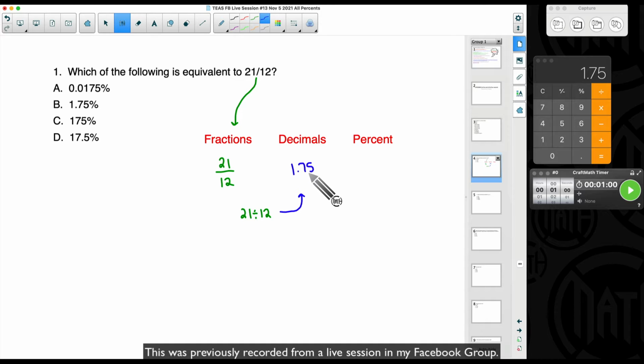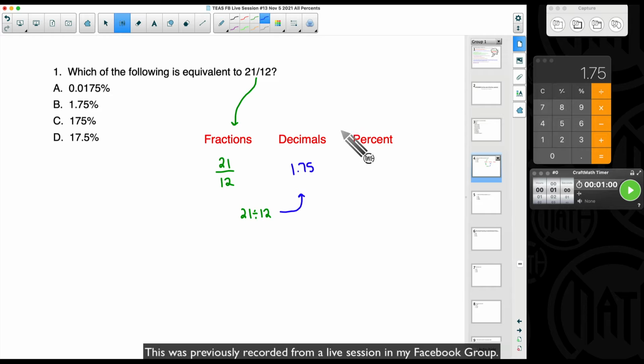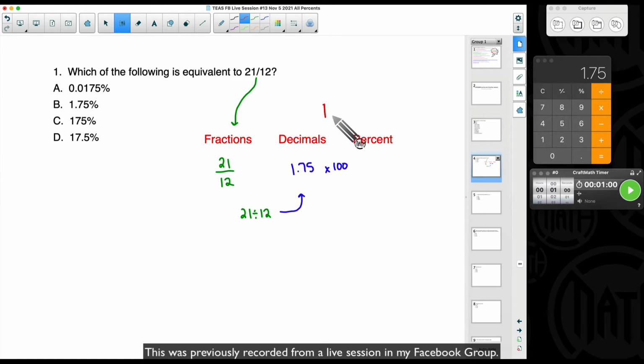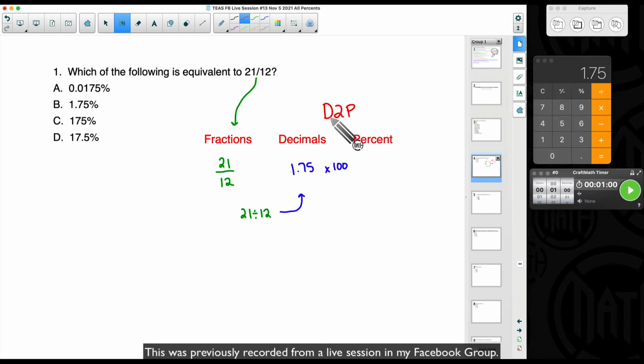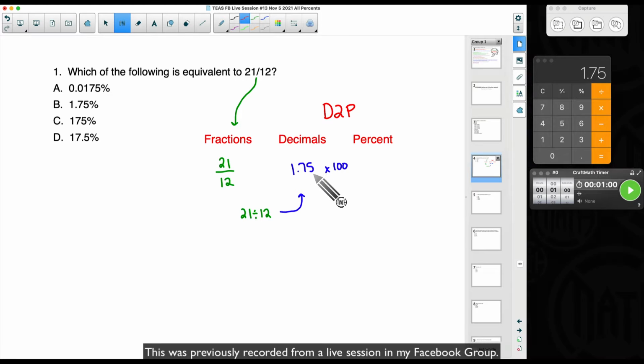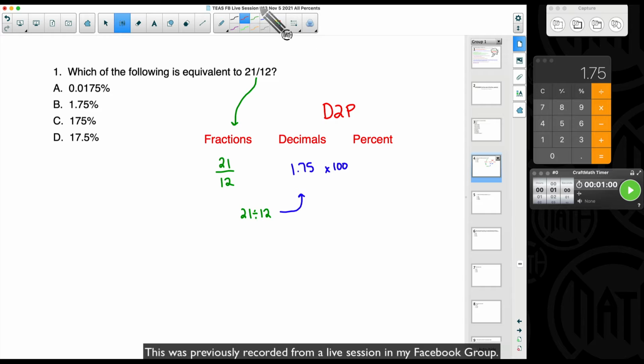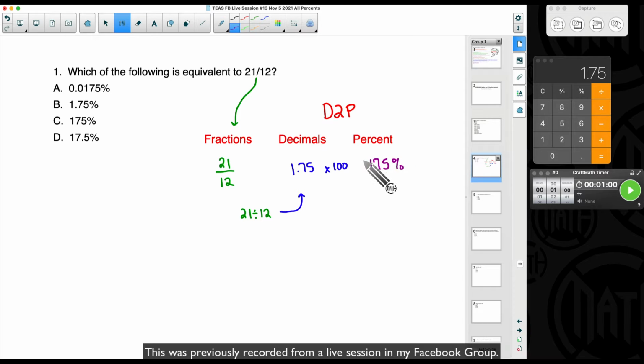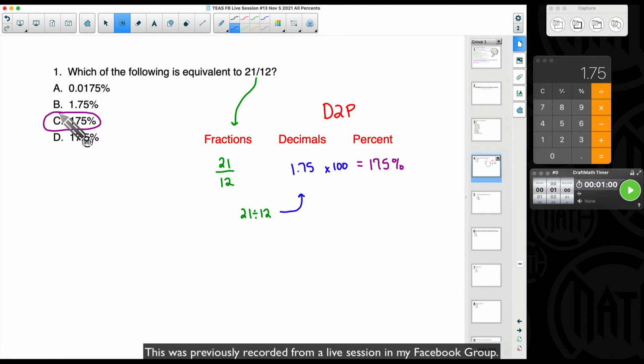So when you have your decimal, there's two options here. You can either multiply by 100 to convert a decimal to a percent, or if y'all have seen my videos, I use the term D2P, decimal to percent. If you look up some of my percent videos, you will hear me talk about that. But either way, you can either move your decimal 2 places to the right or multiply the decimal by 100, and we do get a percent that is 175%. So therefore, C is going to be our correct answer.